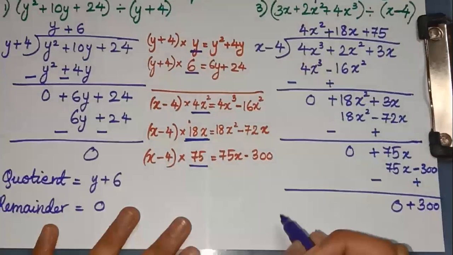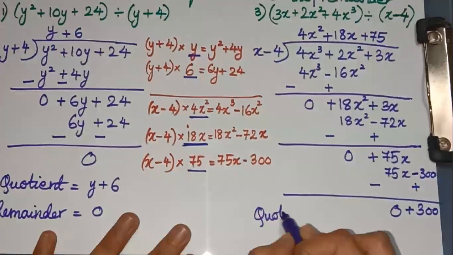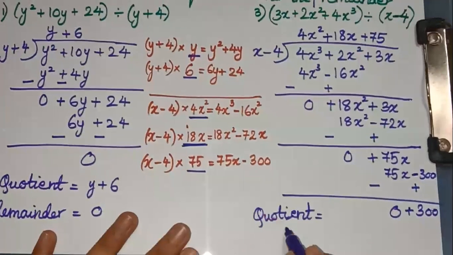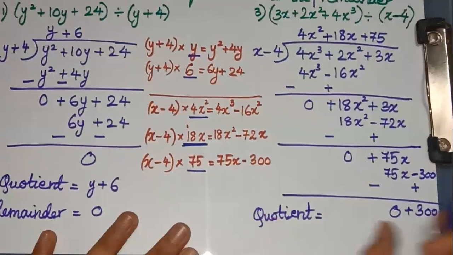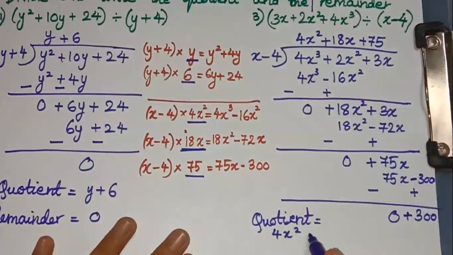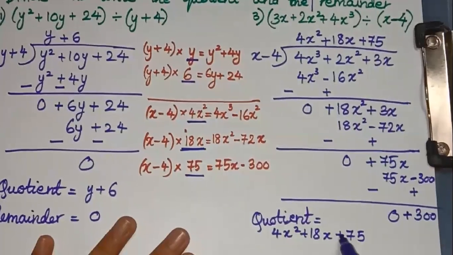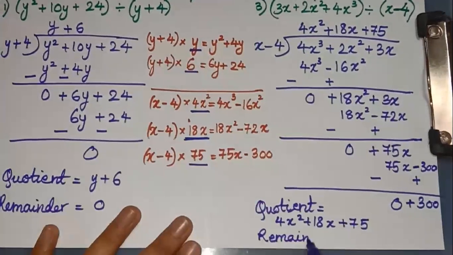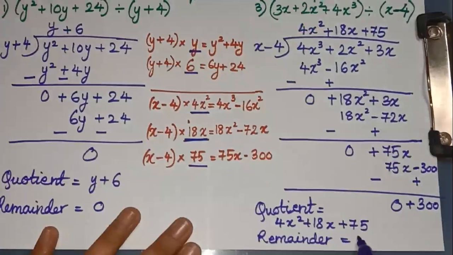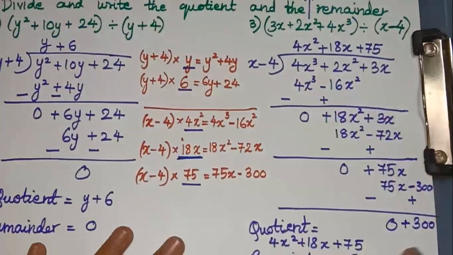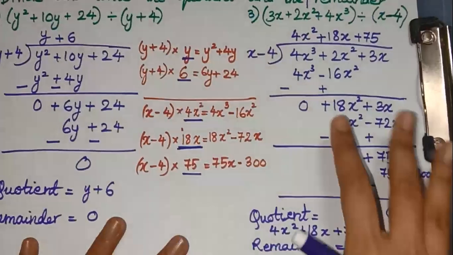So we will now write quotient, I will write it over here girls, okay, because I don't want to mix this up with the quotient. I have quotient as 4x square plus 18x plus 75. Fine. And my remainder is equal to 300. Okay, I hope you all understood this sum. This was quite a bigger sum to understand, but I hope you all understood this.